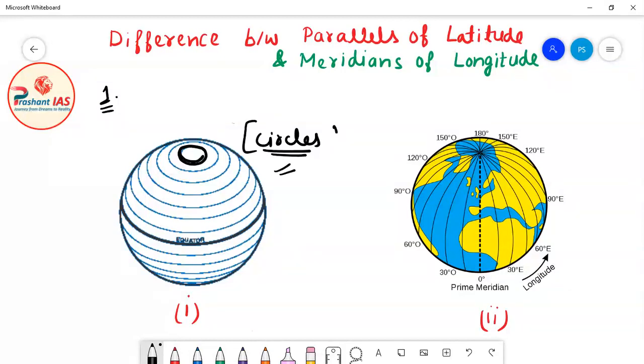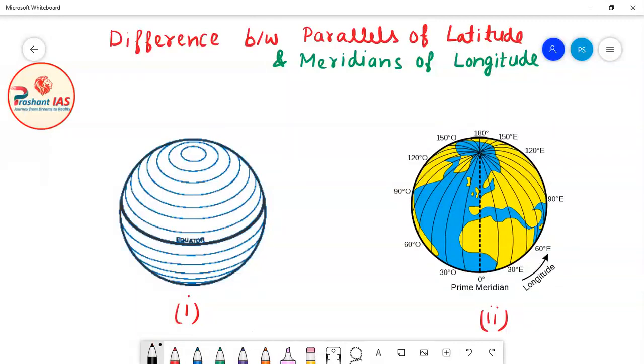But you can notice in this diagram that meridians of longitude are not circles. Meridians of longitude are actually semicircles. What they are is semicircles running from North Pole to South Pole. If you connect North Pole to South Pole, then you will get a meridian of longitude. So the first difference is that parallels of latitude are circles and meridians of longitude are semicircles.